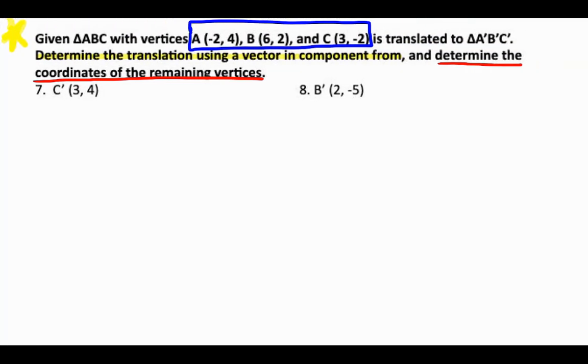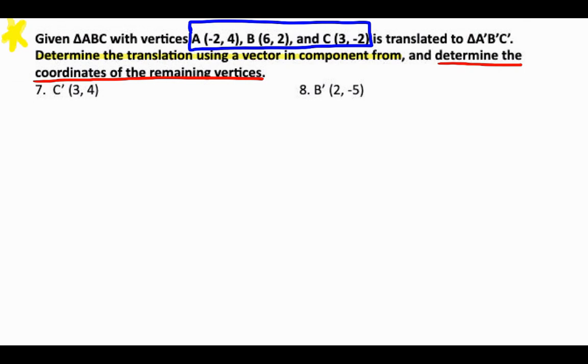Of all the problems we do in translation, this one set is kind of the most challenging. We've been given the 3 coordinates of the pre-image. We're going to be given 1 image location and try to figure out the vector and component form. And then once we have our vector, we're going to determine the remaining vertices of our image.